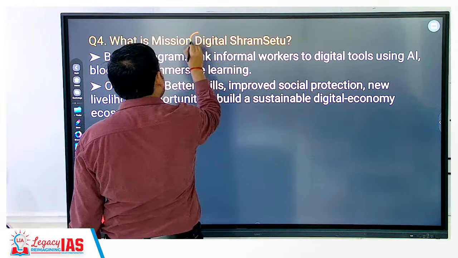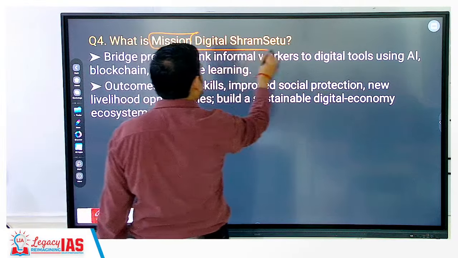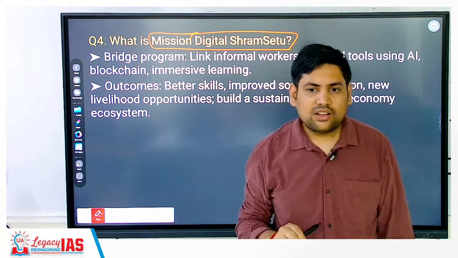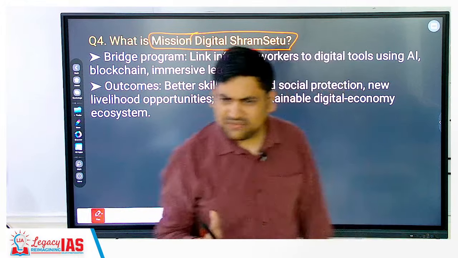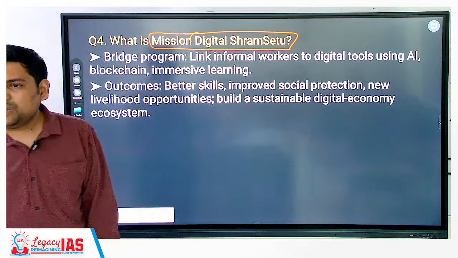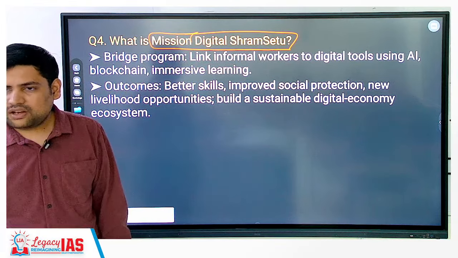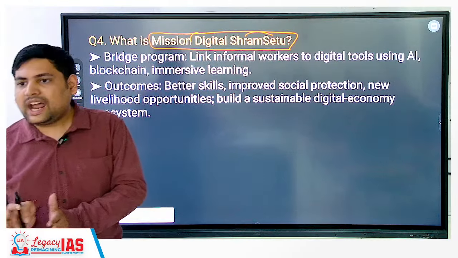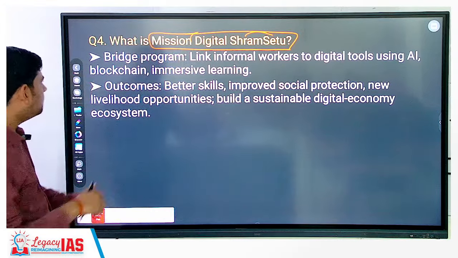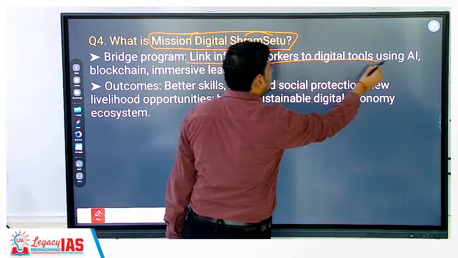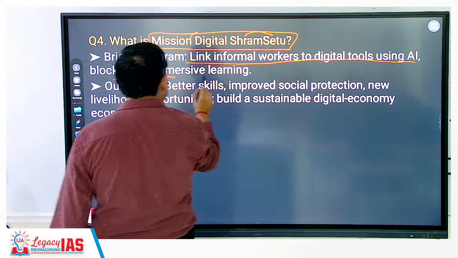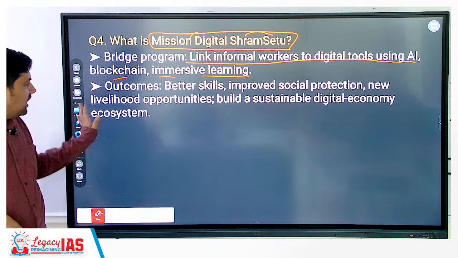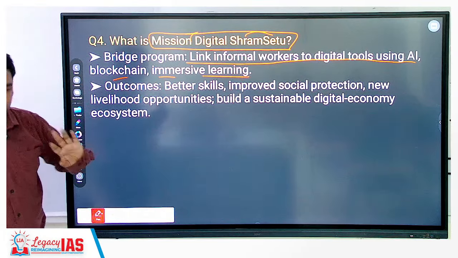this is one portal, one mission they have started, Mission Digital Shram Setu. Shram means what? Yeah, Shram means hard work. So basically it is related to people who are laborers. Okay, so Shram Setu is basically trying to, Setu means what? They're trying to bridge the gap with them. Okay, so what will it do? It will link informal workers to digital tools using AI, blockchain, immersive learning. So basic micro courses and all this will be designed and delivered to them. Then outcomes, better skills, that you can understand.